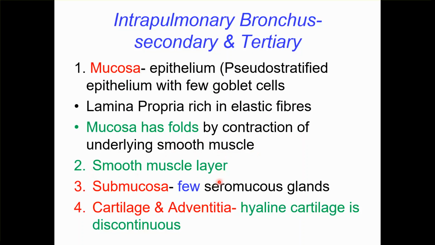The next will be the smooth muscle layer. Then you have submucosa with few seromucous glands. The cartilage and the adventitia: the hyaline cartilage is discontinuous.